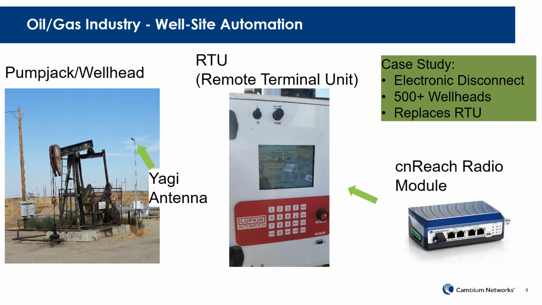Here's an oil and gas application. This is an electronic disconnect, so the ability to turn off a wellhead remotely. In this application, this customer has deployed this in over 500 wellheads. It replaces the RTU, again, being able to use a digital output on the CNReach radio to automatically turn on and off an actuator and enable or disable a remote wellhead. So oil and gas is certainly a key vertical for this product.